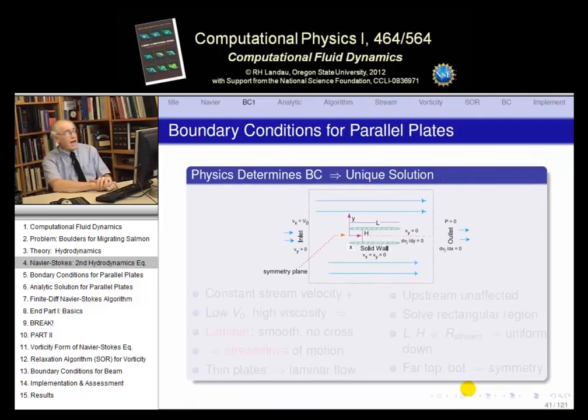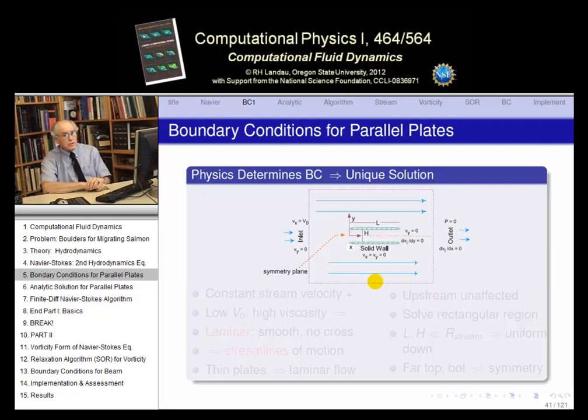So let's look back at our problem here. Okay. So here's our problem. Here, let's look at our picture. And the x direction is along the beam here. Y direction is across the stream. Okay. And we have to now look at what the boundary conditions are. So what do we say?